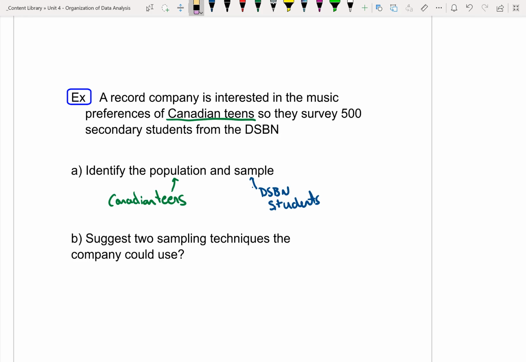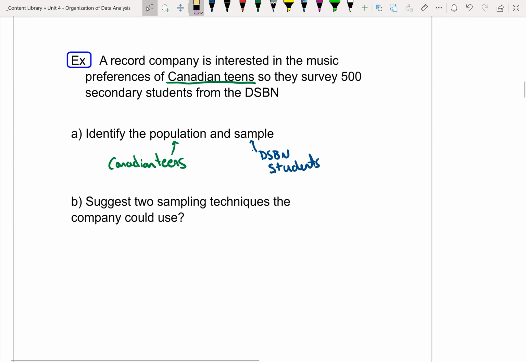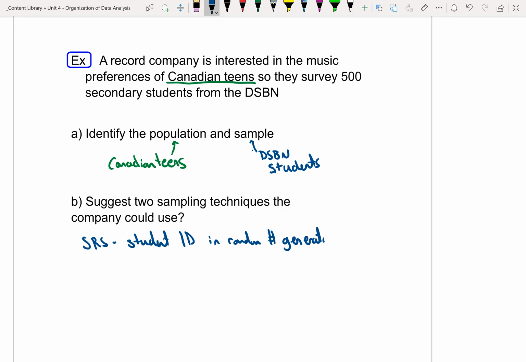And suggest two sampling techniques that the company could use. Well, there's lots of options here. We have about 7 of them. Right, we had our simple random sample. So this would be where we could use student IDs in a random number generator, kind of similar to putting names into a hat and selecting it.